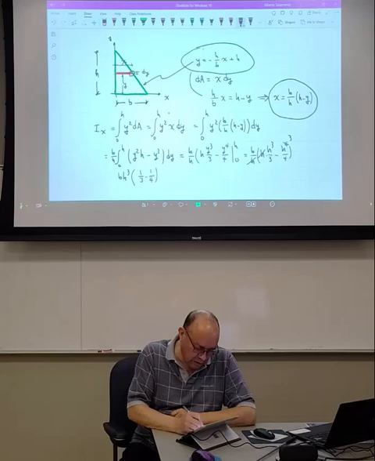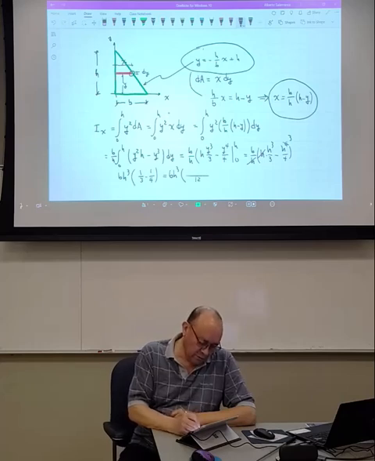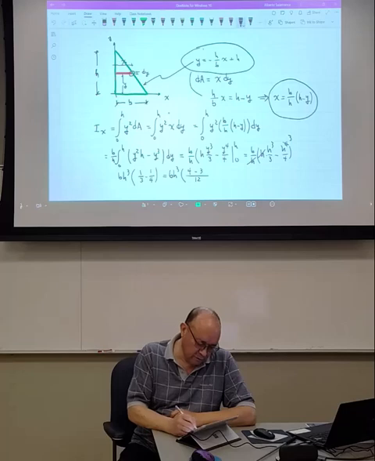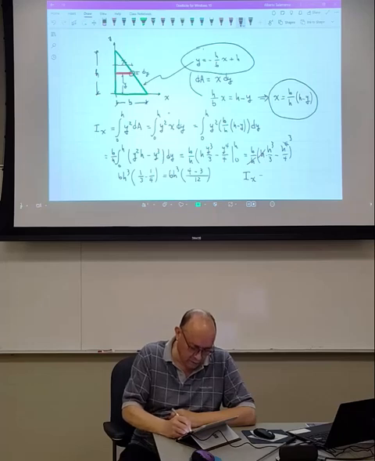So this will be b h cubed over 12, 4 minus 3, so 1. So the moment of inertia of the triangle with respect to the base is 1/12 b h cubed.